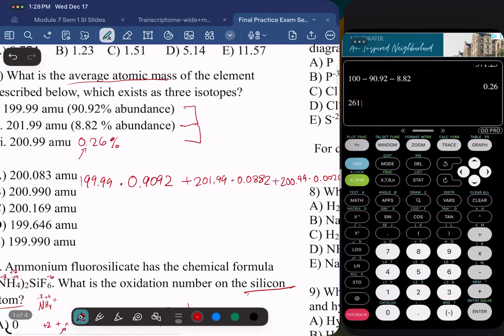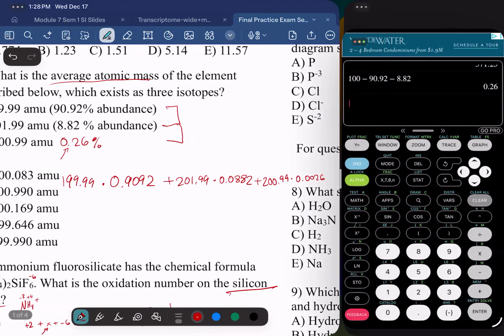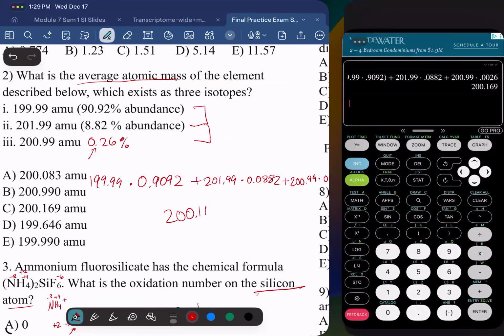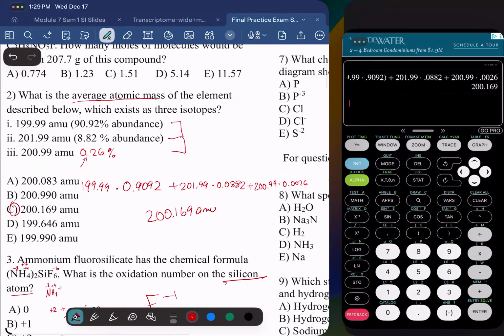Now I'm going to take this expression and put it into my calculator. So 199.99 times 0.9092, plus 201.99 times 0.0882, plus 200.99 times 0.0026. And I get this answer, 269 AMU. And that's choice C. All right, sound good?